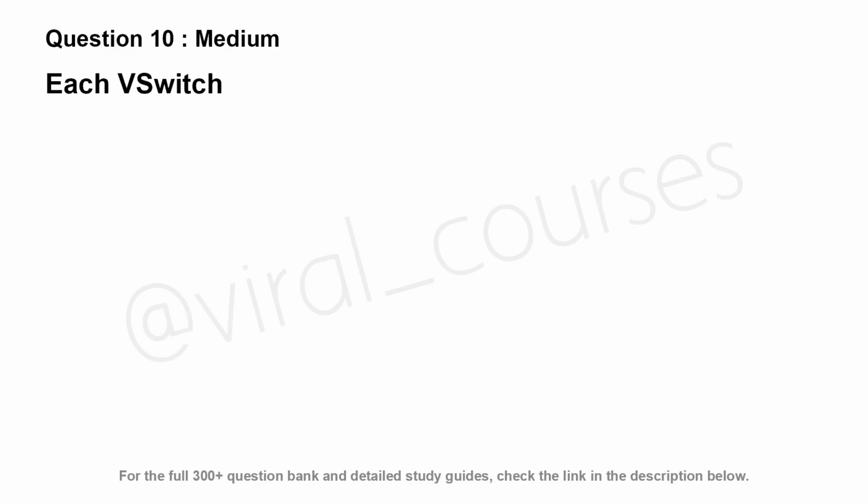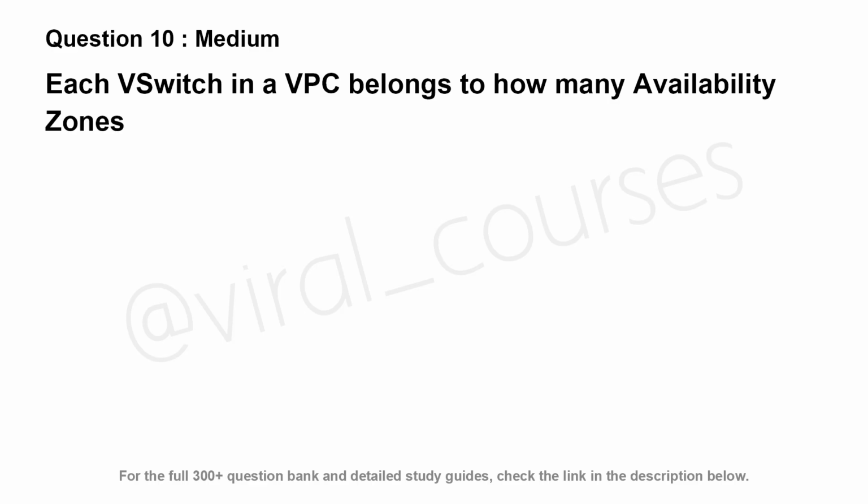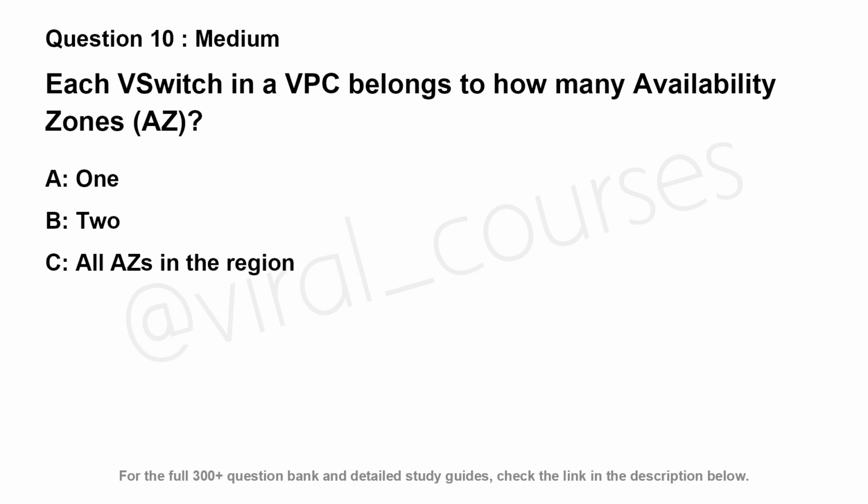Each vSwitch in a VPC belongs to how many availability zones? Option A, 1. Option B, 2. Option C, all AZs in the region. Option D, it depends on the VPC CIDR.